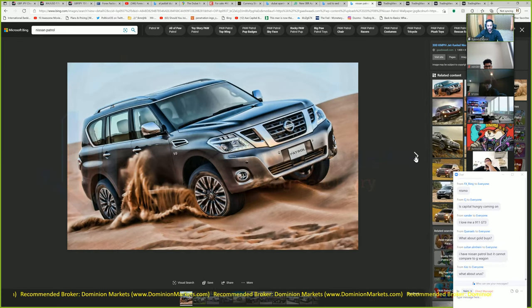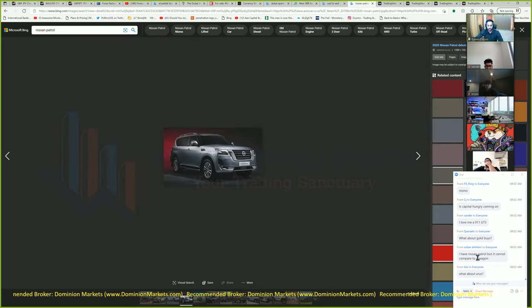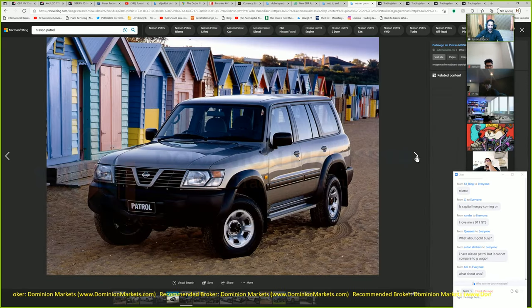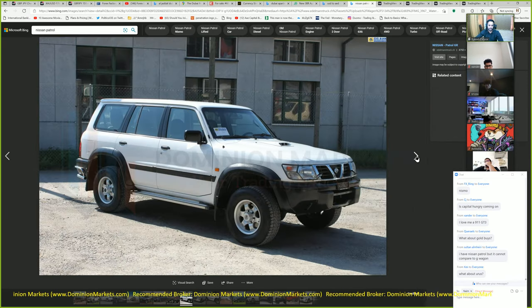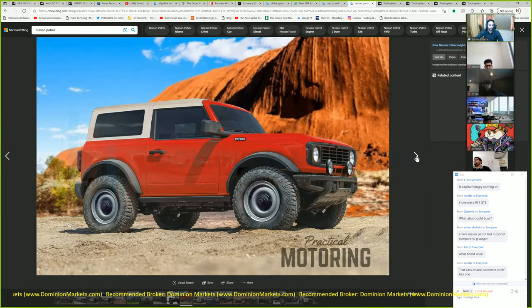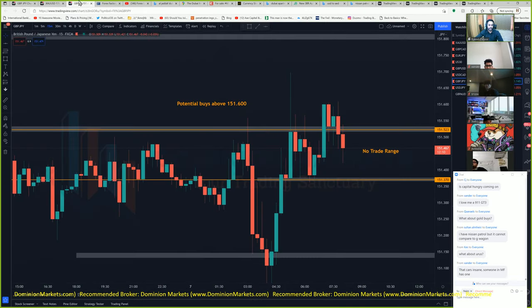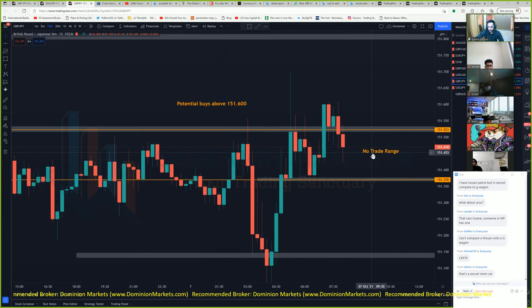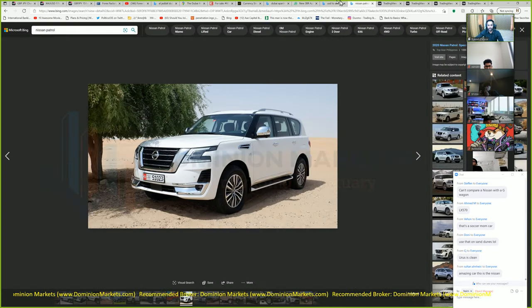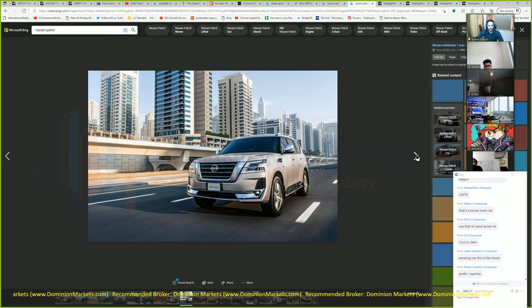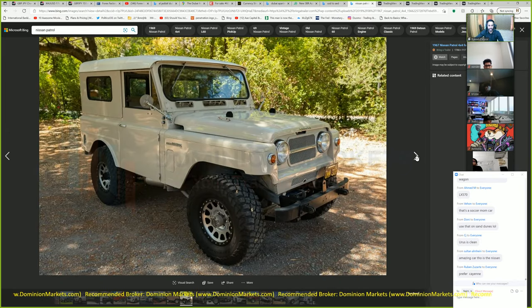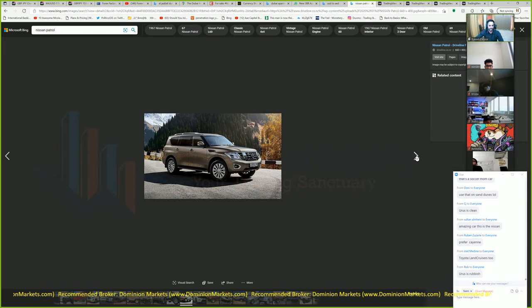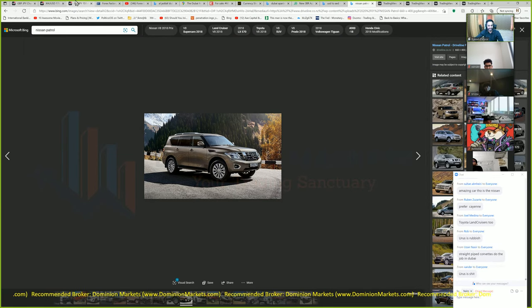It's actually not that bad, Nissan Patrol. What about Urus? Urus is like, okay. I don't really like the Urus. It's a four-seater SUV. That's a soccer mom car. No, it's not a soccer mom car, man. What are you talking about? This is not a soccer mom car. This is like a gangster's car over here. Nissan Patrol.